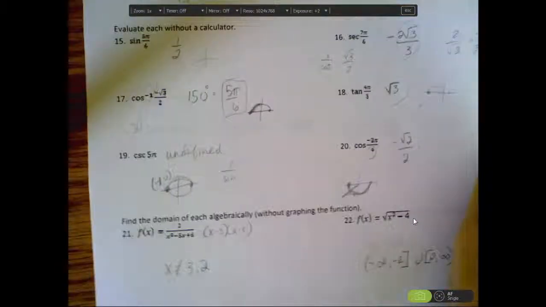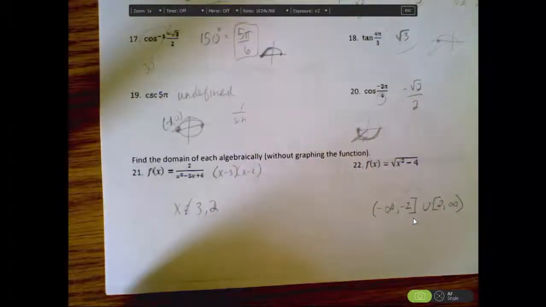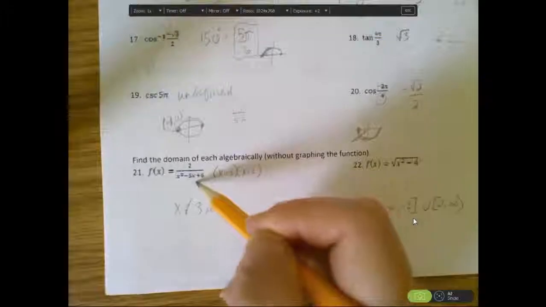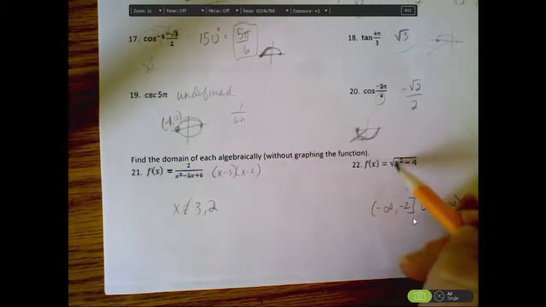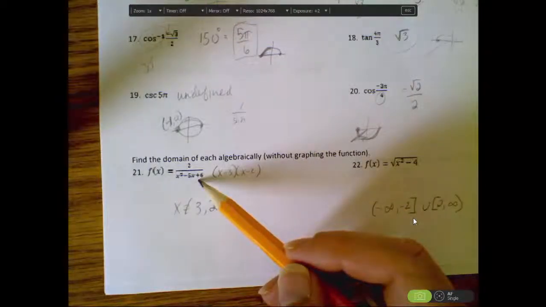Moving on to the third section, we're talking about domain now without graphing. The things you have to know about domain is in a fraction, the denominator cannot equal 0. Under a radical, the radicand, the number underneath, cannot be negative. So here we're talking about a fraction, so we factor the bottom to see where it equals 0.